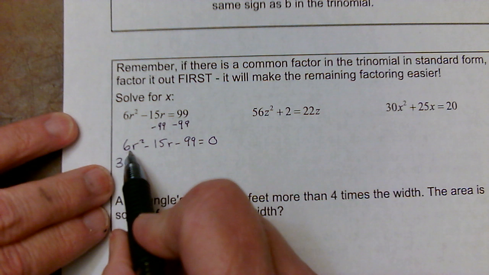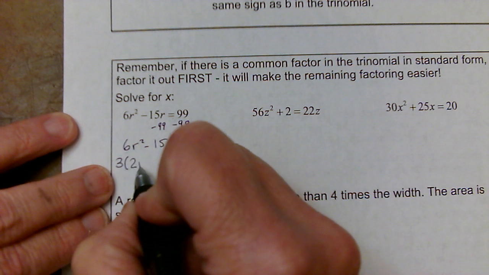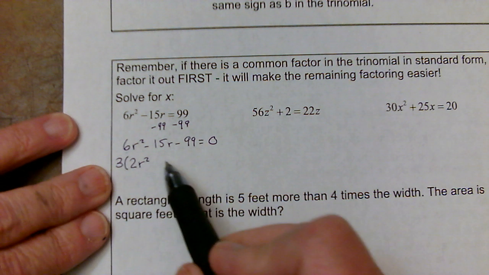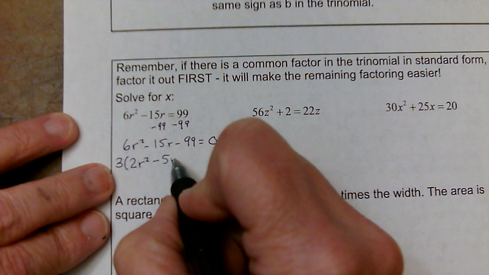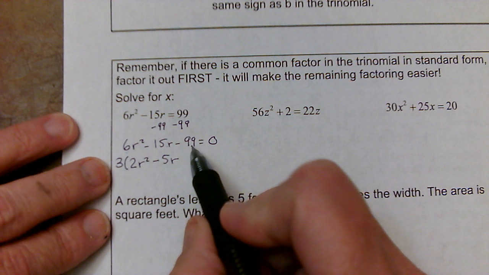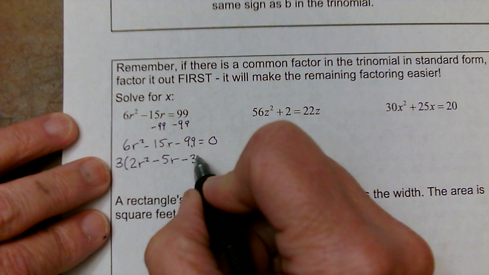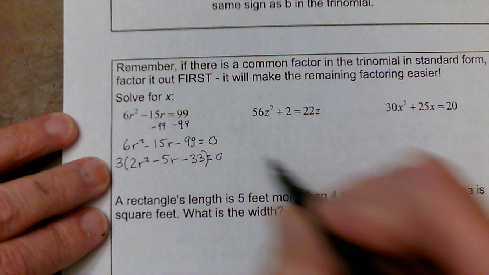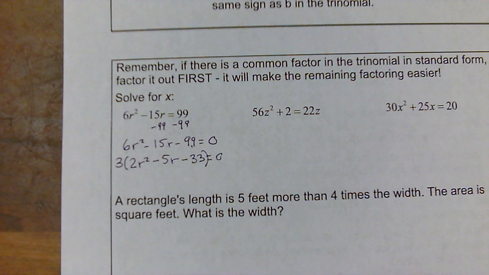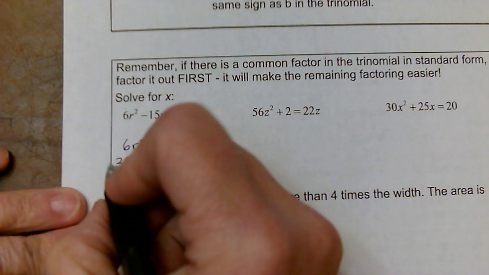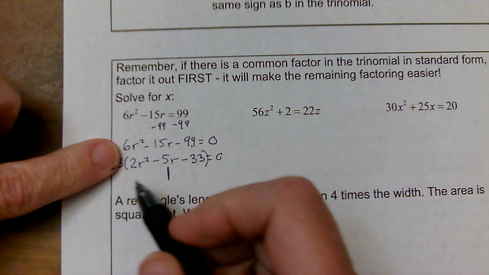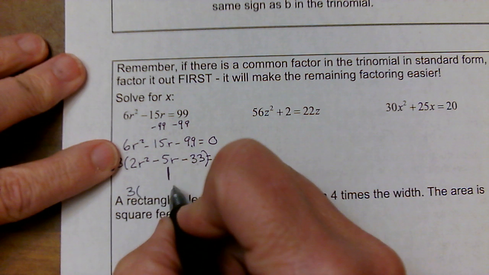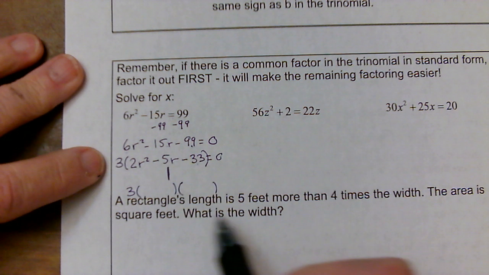So if I take 3 out of this, 6 divided by 3 leaves me with 2r squared. Negative 15 divided by 3 gives me minus 5r. And negative 99 divided by 3 leaves me negative 33. So now, since there's no other common factor than 1 to go into these, I'm going to make my little chart. I don't need to worry about the 3 except for including it in the end when I factor it.